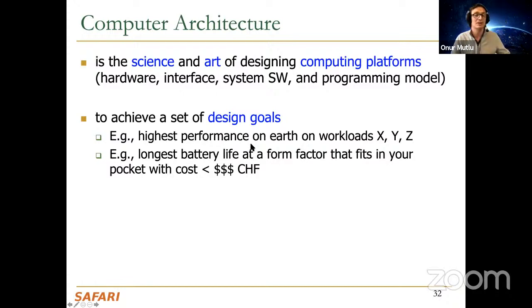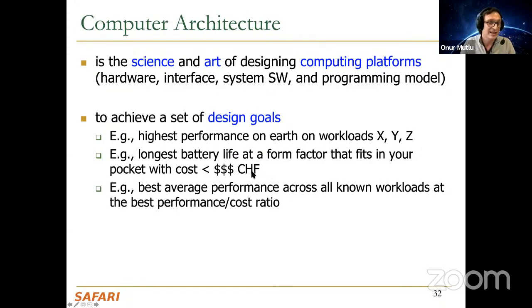So it has very different thermal, energy, power, and cooling requirements compared to your cell phone, let's say. Another example is, I would like to get the best average performance across all known workloads, or all workloads that I care about, at the best performance divided by cost ratio. And again, this is what's called general purpose computing. This is where Intel and AMD, for example, design systems that are general purpose. And this is a very different cost and design point compared to the previous two.